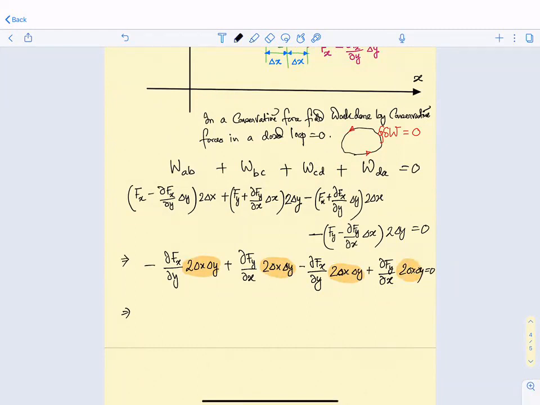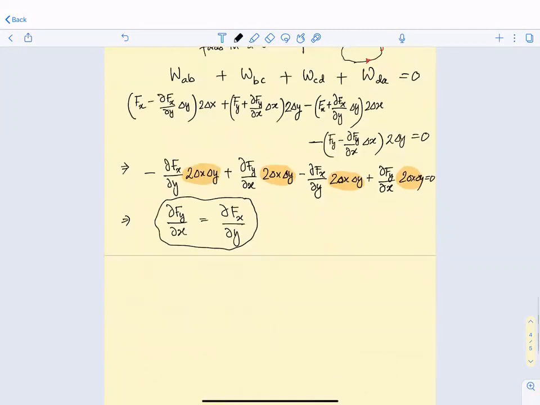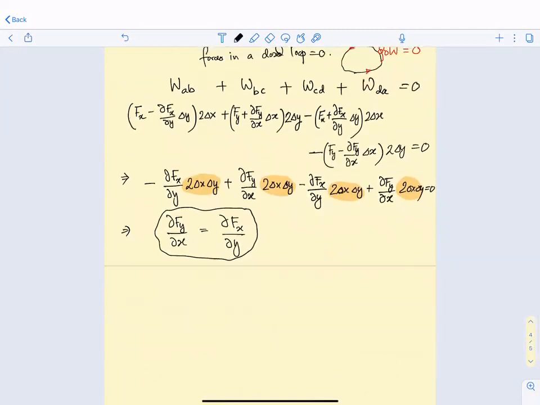So we get del fy del x is equal to del fx del y. We get this one term. Now we have taken this rectangle. This rectangle was along which plane? So this rectangle is in the xy plane.